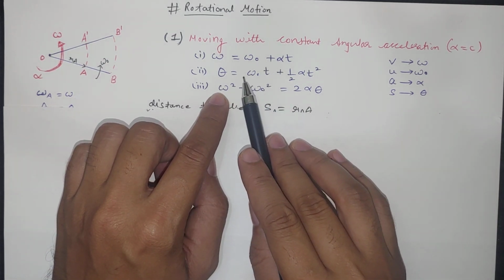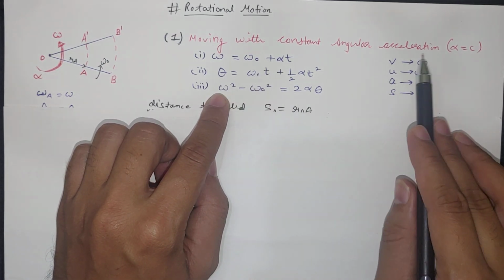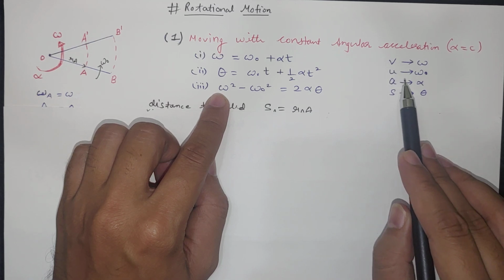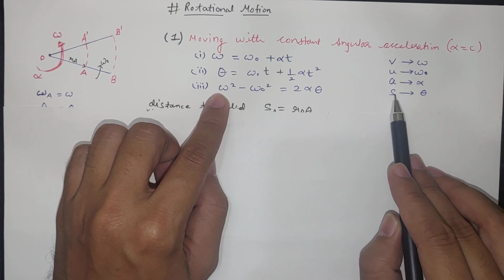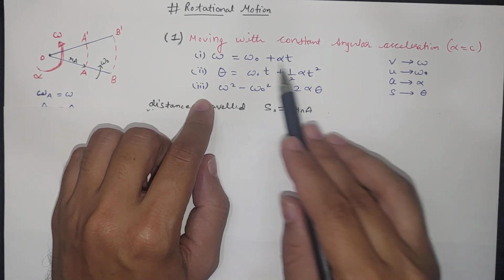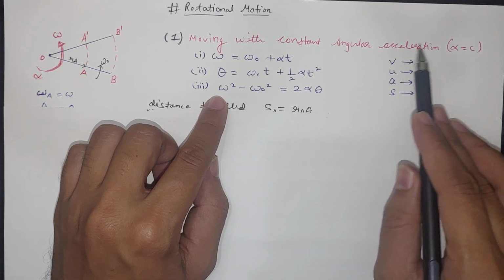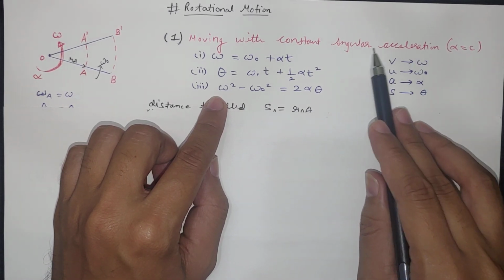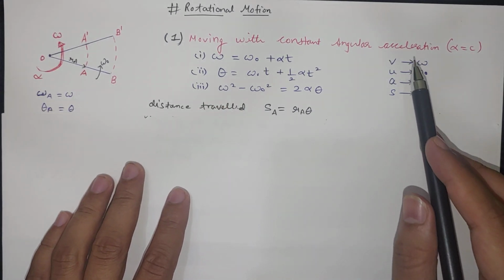These are the equations which we used in rectilinear motion, but the variables were u, a and s. So we simply have to replace these variables with the new variables, and we get the same equations for constant acceleration. Here the acceleration will be angular acceleration.